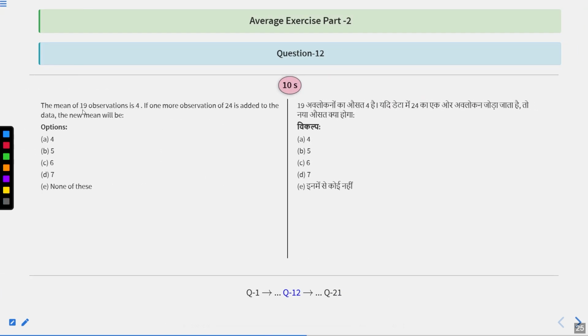The mean of 19 observations is 4. If one more observation, 24, is added to the data, the new mean, or average, will be what? You have 5 options and 10 seconds to analyze the question. Your time starts now.